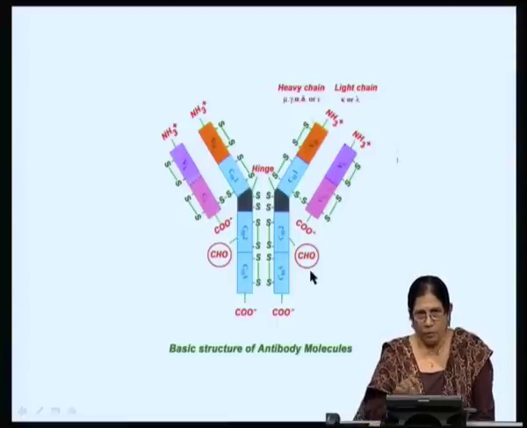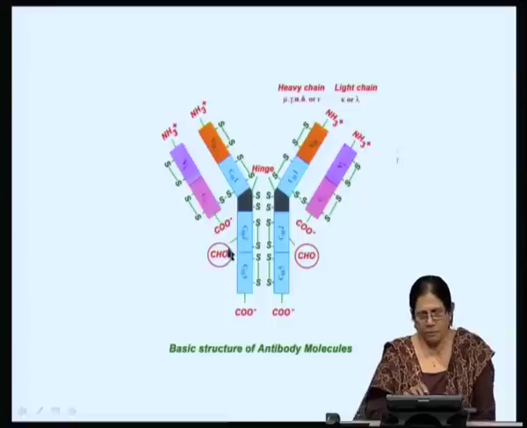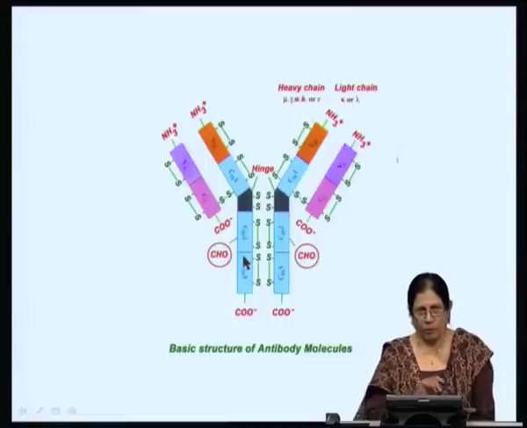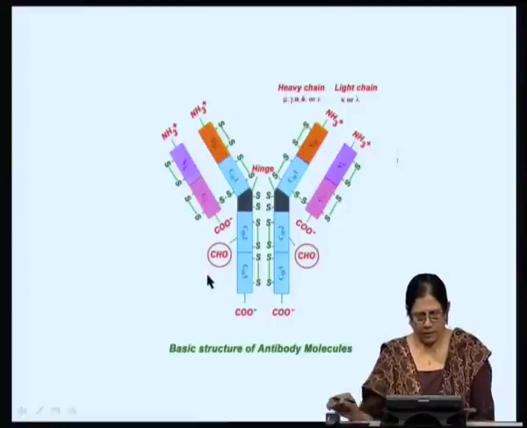Immunoglobulins are glycoproteins; they are glycosylated. The amino acids that get glycosylated, carrying the glycan chain, are on the constant domain 2 of the immunoglobulin molecule. Both the heavy chains are glycosylated.